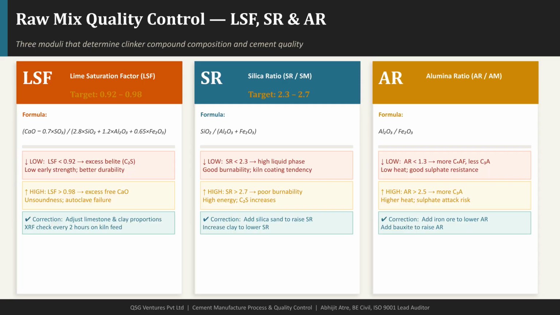Raw mix QC relies on 3 moduli: lime saturation factor, LSF, silica ratio, SR, and alumina ratio, AR. These moduli determine clinker compound composition and quality. For each factor, specific target ranges, the consequences of low or high values, and practical corrective actions, such as adjusting raw material proportions, are clearly defined.